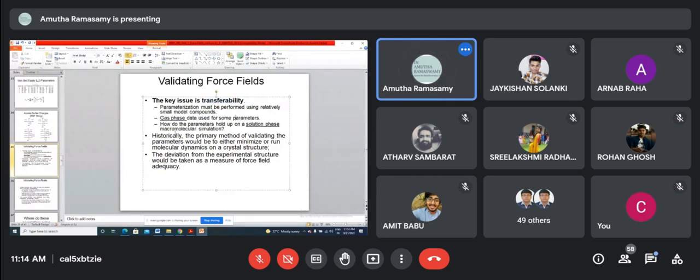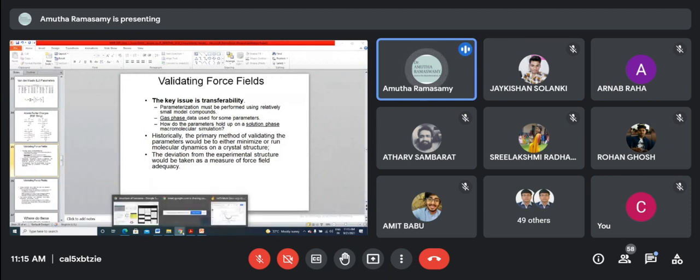And historically, the primary method of validating the parameters would be to either minimize or run molecular dynamics on a crystal structure. Why do we have to do this? Why are we deriving the force field? We have to model a structure. After we model the structure, we have to find out the optimum structural geometry of the structure. That we say is a minimization or optimization.